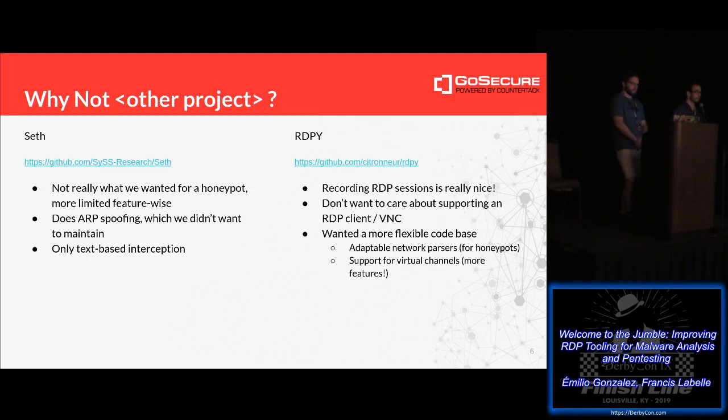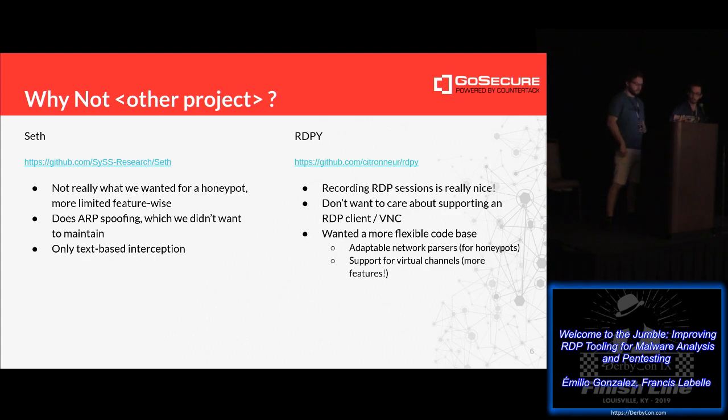The other one is RDPy, which is a pretty cool project around RDP. It implements the protocol in Python, and it records RDP sessions. It's really cool, but we didn't want the RDP client part, the VNC. We were mostly interested in the man-in-the-middle part of it. But we actually started the project from RDPy, and we forked when we realized that it wasn't flexible enough to implement cleanly the virtual channels.